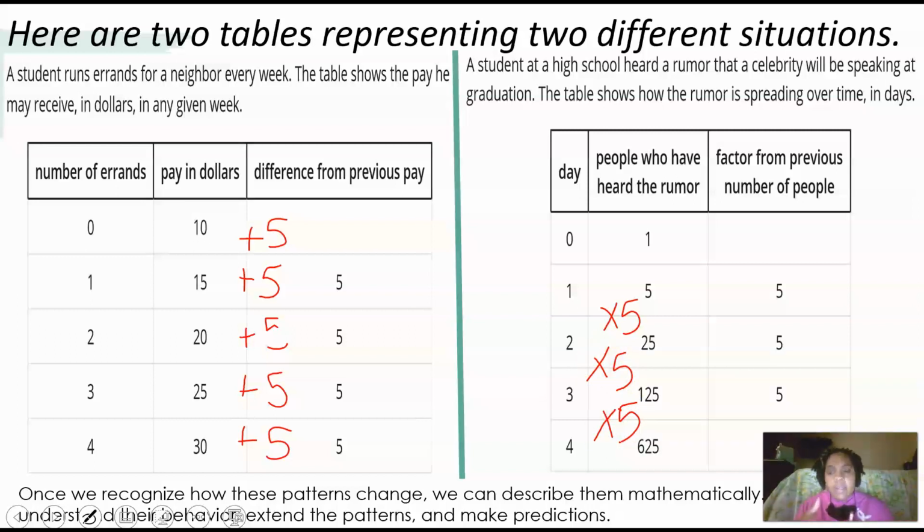So once we can recognize how these patterns change, we can describe them mathematically. So here the exponential growth is multiplying by 5. And here we can see the pattern of adding 5. So the difference in the tables is that here it multiplied by 5, and here it added 5, and here it multiplied by 5. And you could also see that in a table, or you could possibly see that in a graph as well. So this is important.